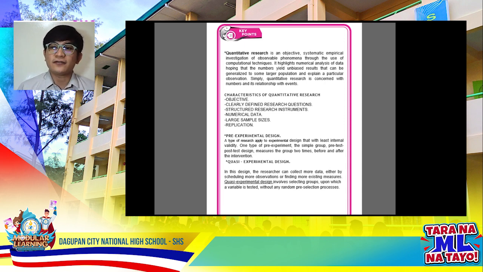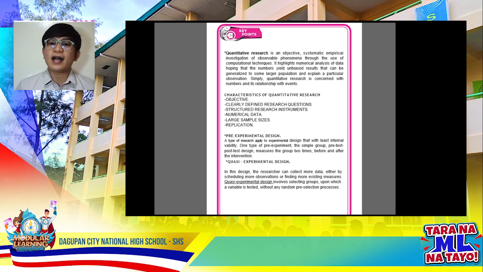When we say quantitative research, it is objective, it is systematic, it has a systematic empirical investigation of observable phenomena through the use of computational techniques. Most importantly, the characteristics of quantitative research include being objective, clearly defined research questions, structured research instruments, numerical data are highly involved in this one, and large sample sizes are observed most of the time. Replication is there at the same time.